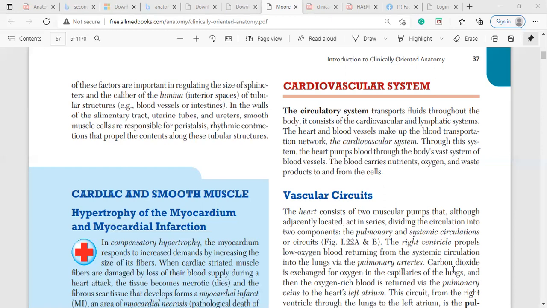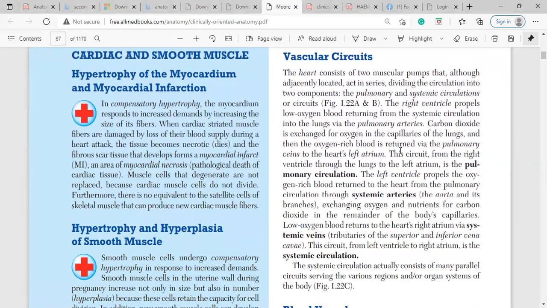Now, here you will find that the blood, after getting oxygen in the lungs, needs to come back to the heart, and it enters the heart through the pulmonary vein, and it goes to the left atrium of the heart. Now, from the right ventricle, you'll find here, it goes to the left atrium. Now, this circuit from the right ventricle through the lungs to the left atrium is called the pulmonary circulation. So I'm going to show you another diagram to explain that pulmonary circulation.